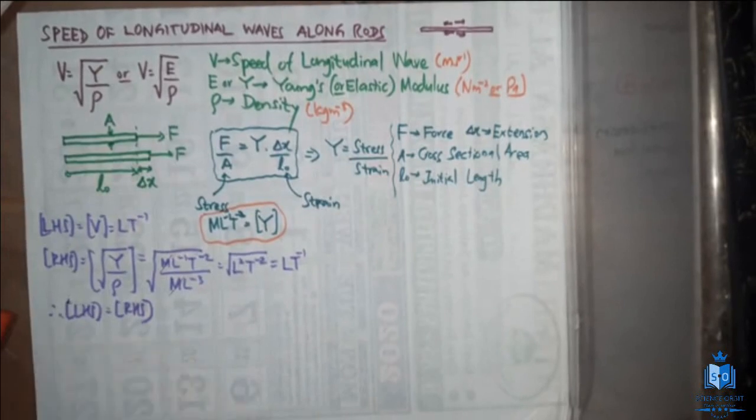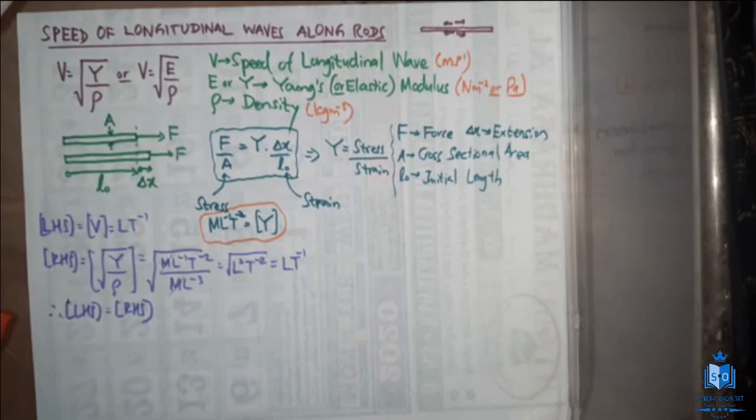Just like the speed of transverse wave equation, you just have to derive this. As far as I know, as far as the syllabus is concerned, knowing this equation is more than enough for you, because we don't normally dig deep about the longitudinal waves created in rods, but I will give you a small explanation about the types of longitudinal waves which can be created on rods.